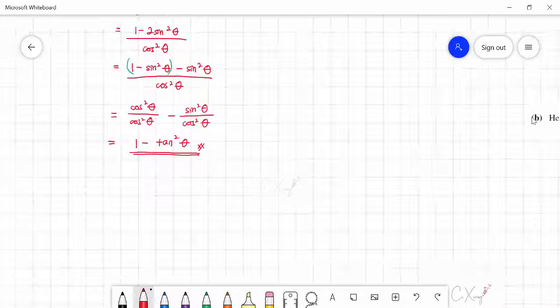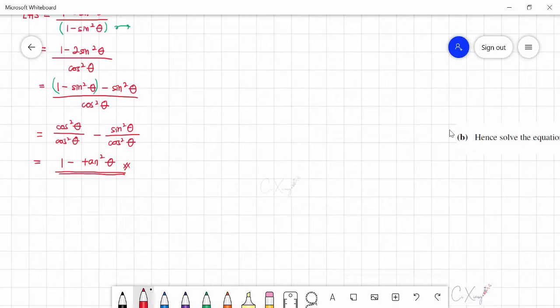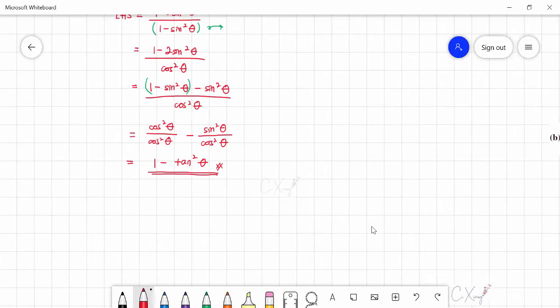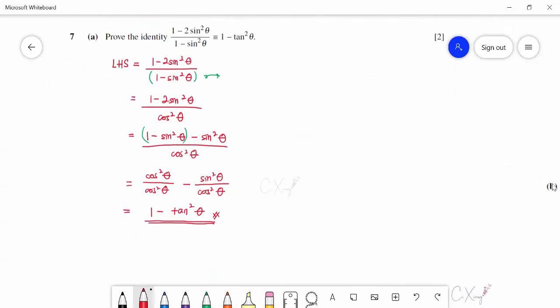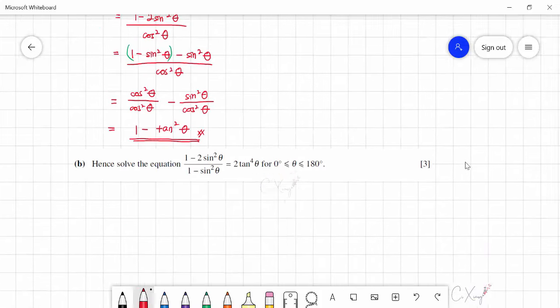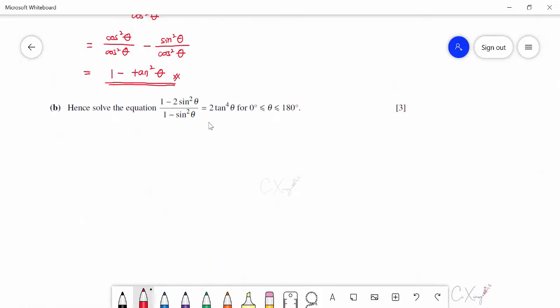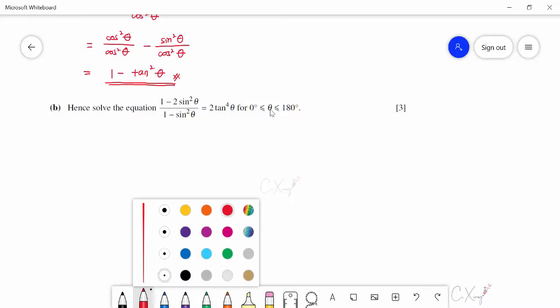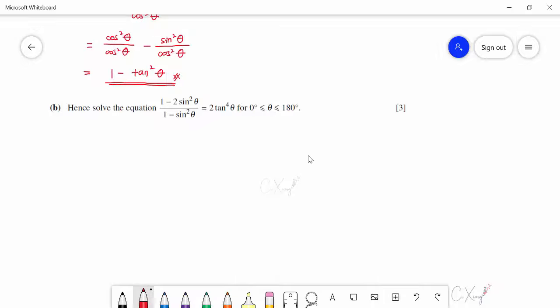After we prove it, they want us to find out part B. Okay, part B, a moment please. So this is what you have for part B. They want us to solve this equation for theta from 0 until 180. To start, again, you can see that this part itself is actually the expression that we have in the first part.